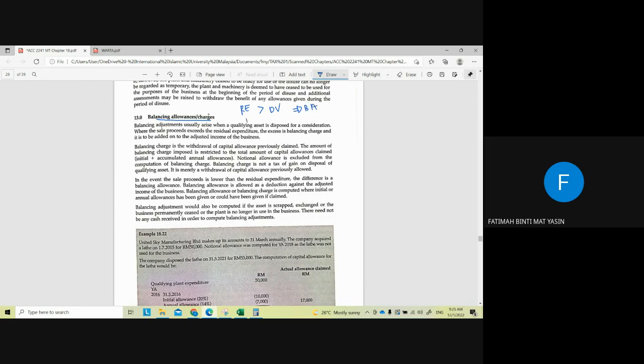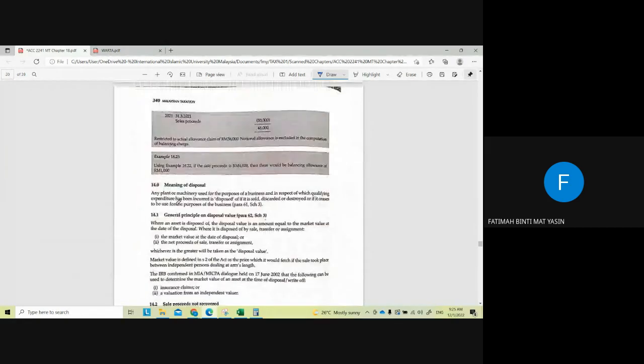But when the residual expenditure is less than the disposal value, meaning that the disposal value is higher than the residual expenditure, this one is considered as a balancing charge. For the balancing charge, the company needs to add it in their calculation when they want to calculate the statutory income. However, this balancing charge is restricted to the amount of the initial allowance and also annual allowance that the company already claimed. Later we are going to look at the example. Please read this one on your own.